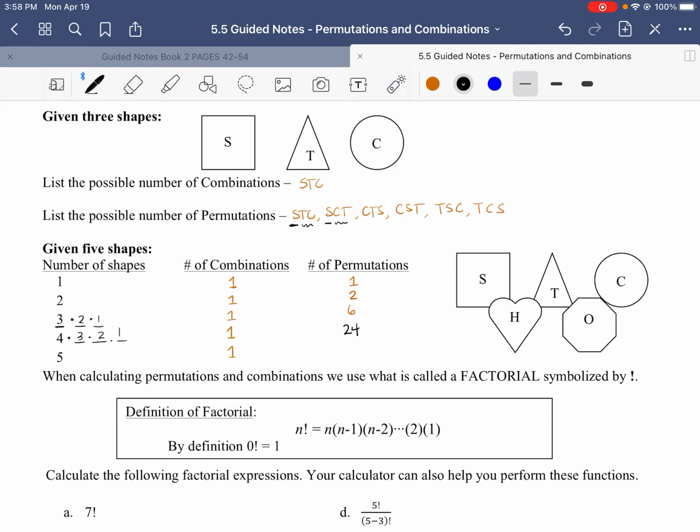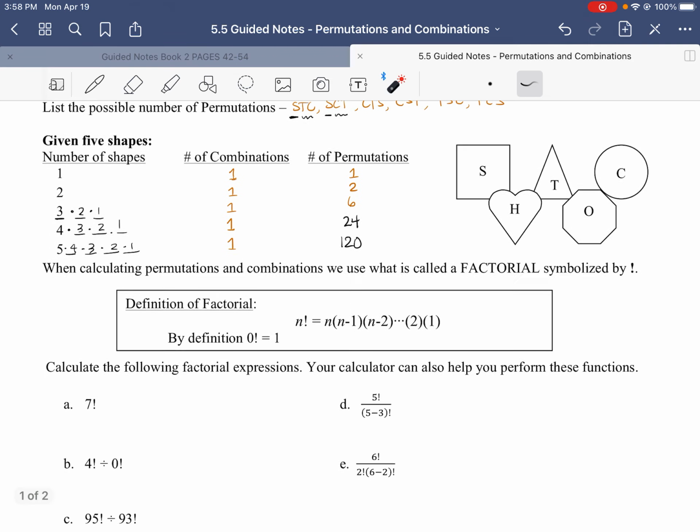And we could use that same logic if there's 5. So again, 5 in that first spot, 4 in the second spot, 3 options for the next spot, 2 for the next spot, which leaves the last shape in the last spot. If we multiply that all together, we get 20 times 3. So 60 times 2 is 120. So you'll notice permutations, definitely more of them because every order changes the set.